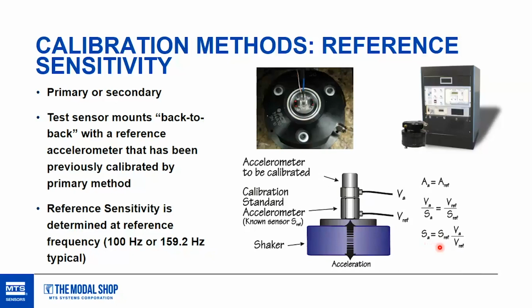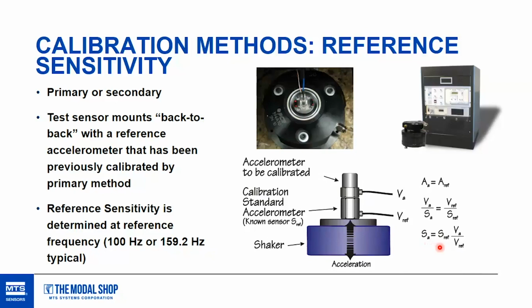So at a certain frequency that we pick, we determine what is the sensitivity of our test sensor. And that frequency of reference sensitivity is often based on the manufacturer's specification sheet. So whatever they have on there for how they're defining their sensitivity and its tolerance bands, it'll be based around some frequency. Typically in the States you'll see 100 hertz, and in Europe you'll often see 159.2.